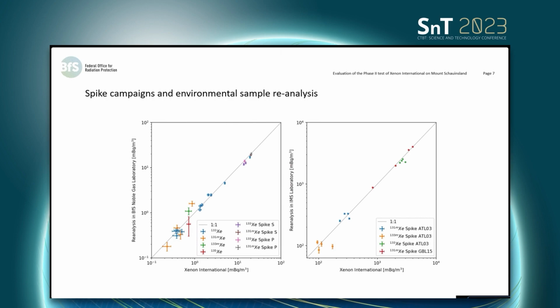So this is the result of the remeasurements. On the right-hand side, you can see the official spikes that were reanalyzed in the IMS laboratories. You can notice that the scale is quite different. On the left-hand side, I'm showing the samples that were reanalyzed in the BFS Noble Gas laboratory, and here we have some environmental samples that were reanalyzed. That's the blue, yellow, green, and red for the different isotopes. And then some of the spikes were also reanalyzed in our lab.